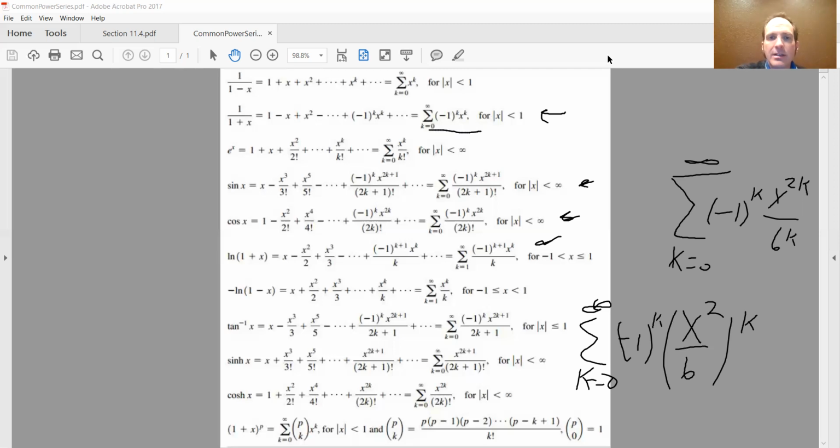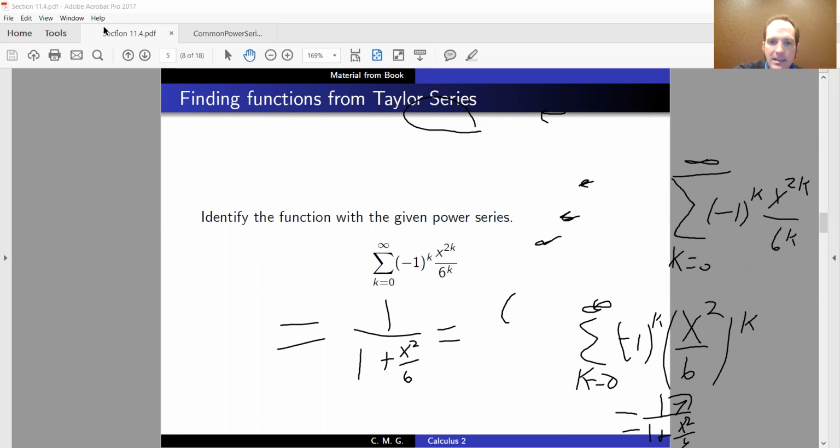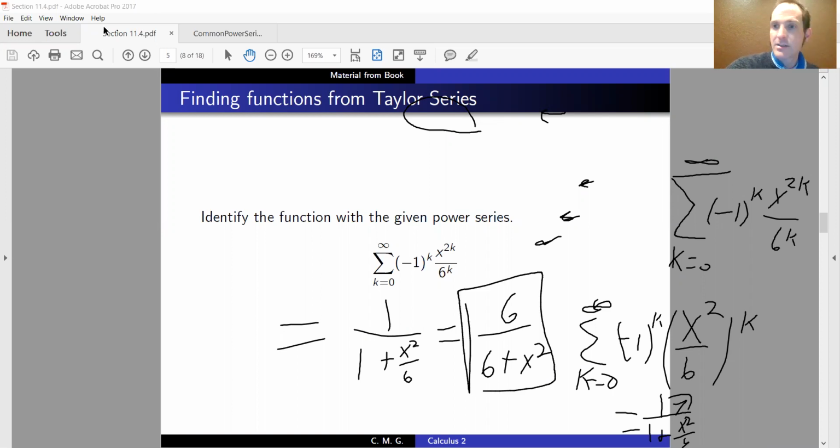So to the second equation here, I'm going to say, hey, look, this is the same as this with x squared over 6 plugged into my equation. So what I should get out of this is 1 over 1 plus x squared over 6. Okay, so now I go back to this problem and say, hey, this is going to be 1 over 1 plus x squared over 6. And then I can make this a little bit easier by multiplying top and bottom by 6, and then I don't have a denominator in the denominator. Makes it a little bit better. But that's the function that this power series describes.